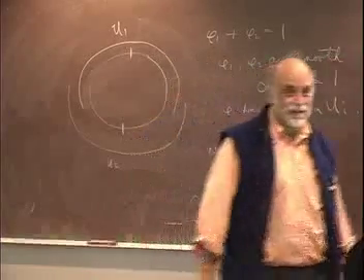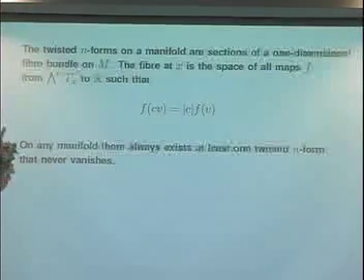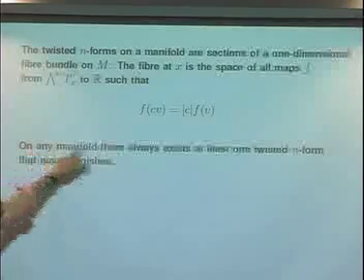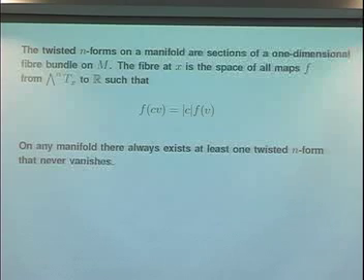Yeah, I just don't want to say anything about it. Okay. And your homework exercise, not your quickie quiz question, but your homework exercise, is that on any manifold there always exists at least one twisted end form that never vanishes. So that's really the right thing to do.